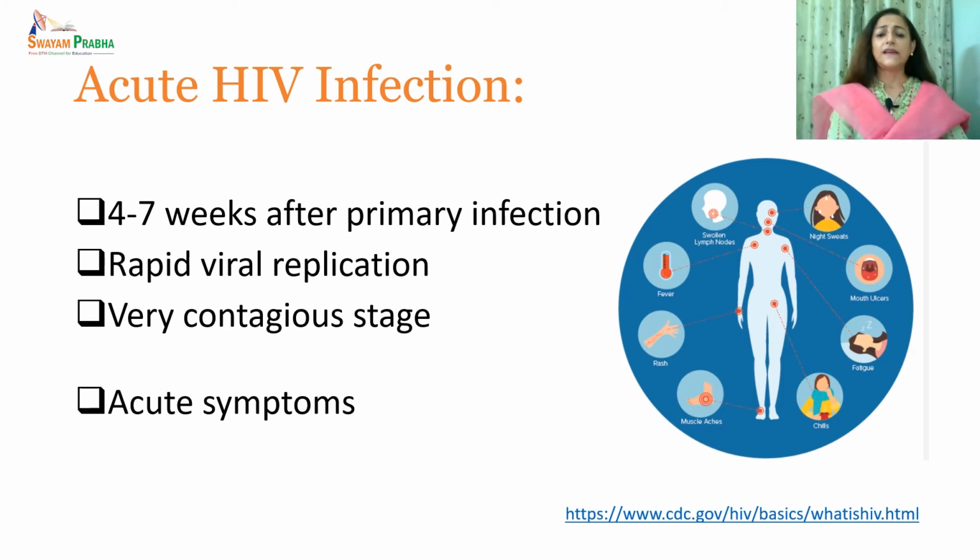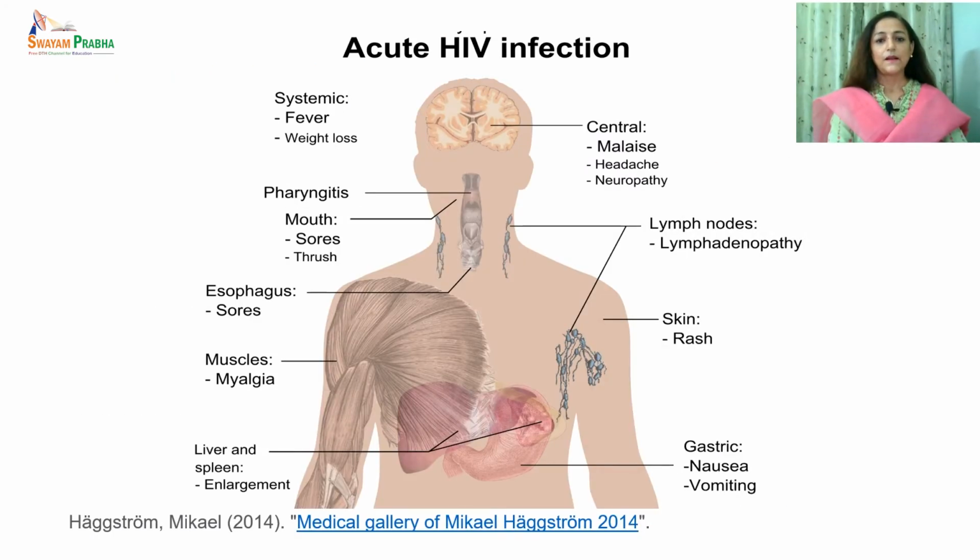And let us see what are the acute symptoms during this stage. These symptoms can be systemic, such as fever and some weight loss, then some central problems such as malaise, headache, and neuropathy can occur, then pharyngitis is another acute symptom. There could be sores in the mouth, there could be thrush infection, and there could be sores in the esophageal region also. Then myalgia can occur, that is muscle pain or weakness. Then the liver or spleen can be enlarged. Then lymphadenopathy, that is swollen, firm and sometimes tender lymph nodes, can occur. Then influenza or cancer of lymph nodes can occur. There could be skin rashes and gastric symptoms such as nausea and vomiting that can also appear.